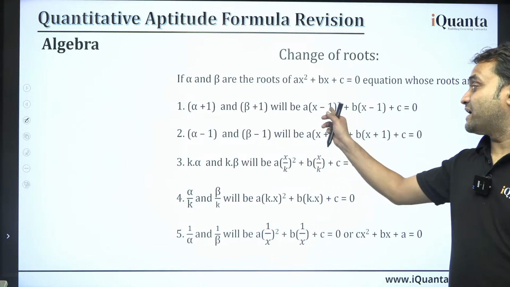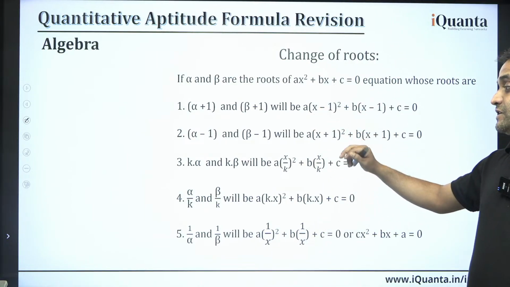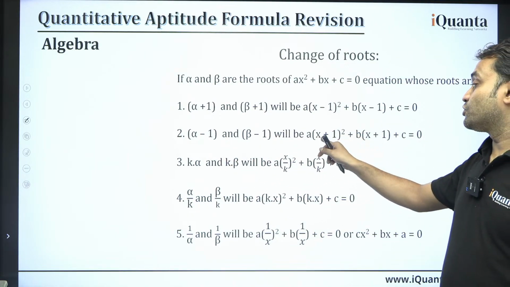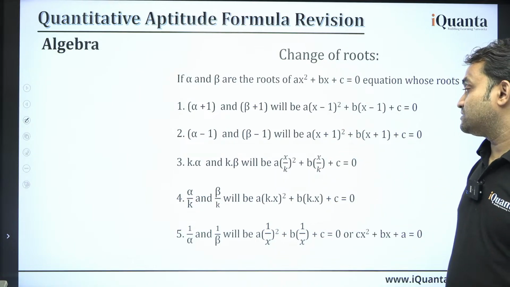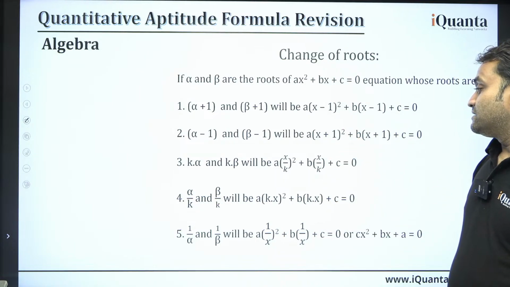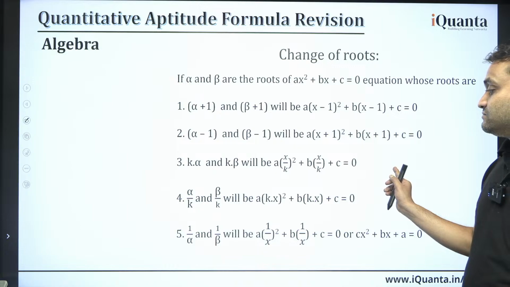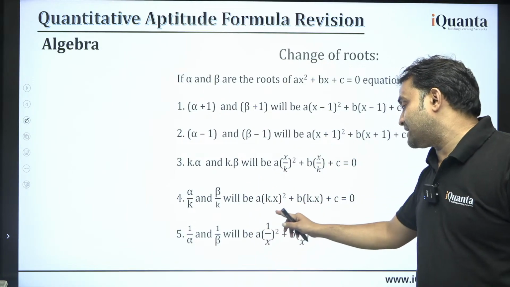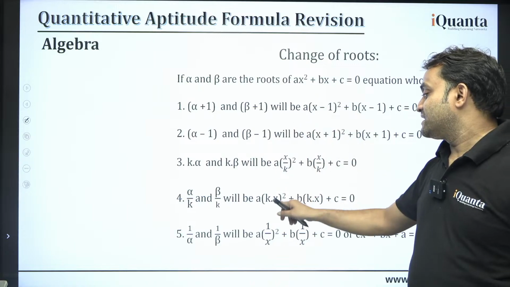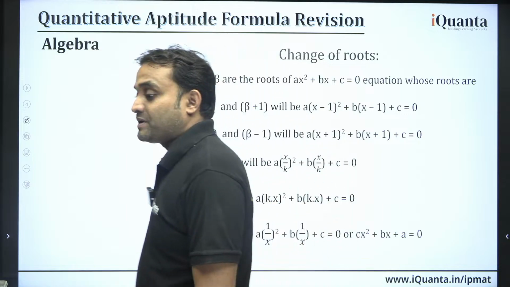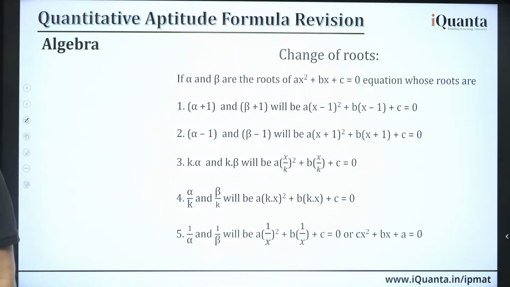You replace x by x minus 1. If we need to find that roots are alpha minus 1 and beta minus 1, what will be the equation? You replace x by x plus 1. And then if roots are k alpha, k beta, then this will be the equation. Roots are alpha by k, beta by k, you replace x by k into x here, you get the equation. If 1 by alpha, 1 by beta, you replace x by 1 by x. So note it down, I will give you a few examples to understand this properly.